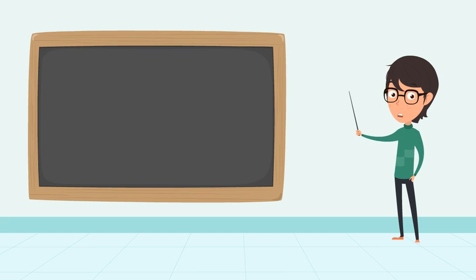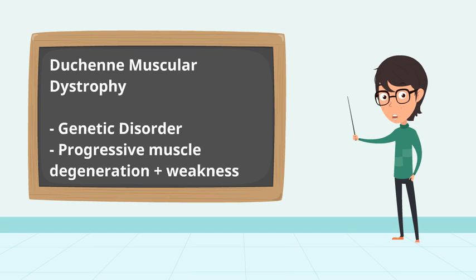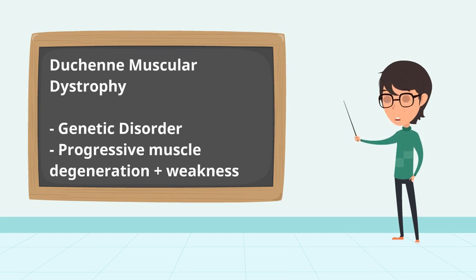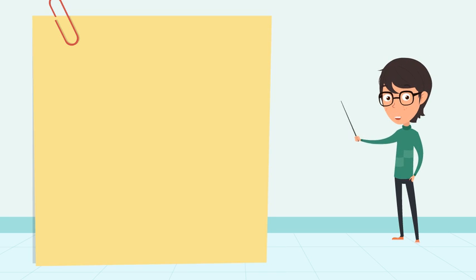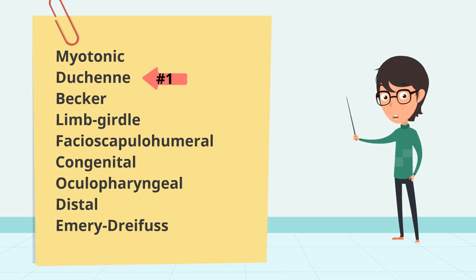Duchenne muscular dystrophy, or DMD, is a genetic disorder that is characterized by progressive muscle degeneration and weakness. It's one of the 9 different types of muscular dystrophy, and it's the most common.